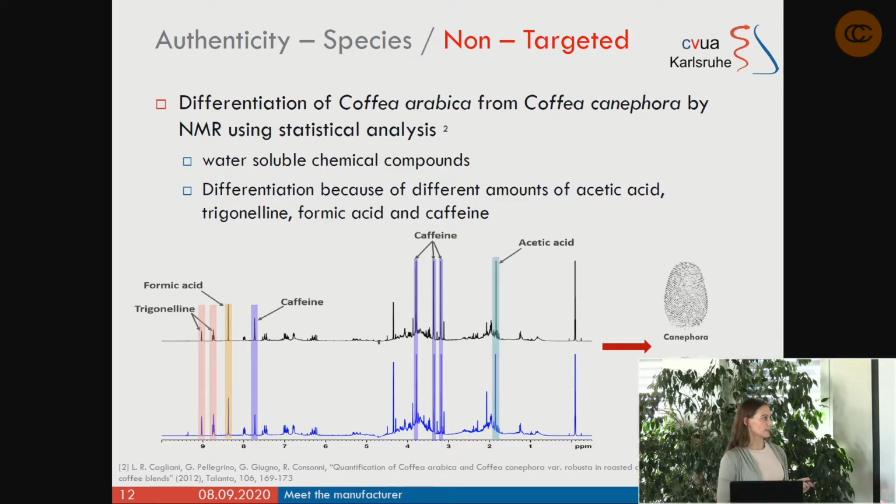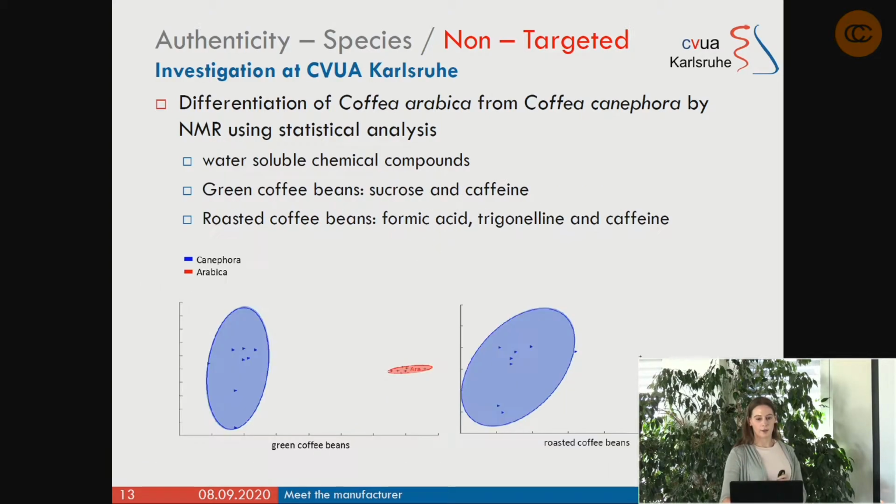With statistical analysis of the NMR spectra, it can be figured out by which components they differ. And in this study, it could be figured out that Arabica and Canephora differ by different amounts of acetic acid, caffeine, formic acid, and trigonelline.